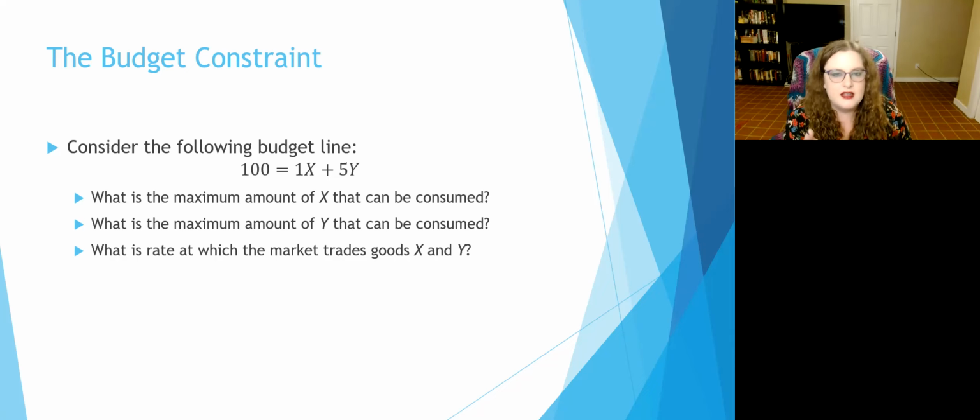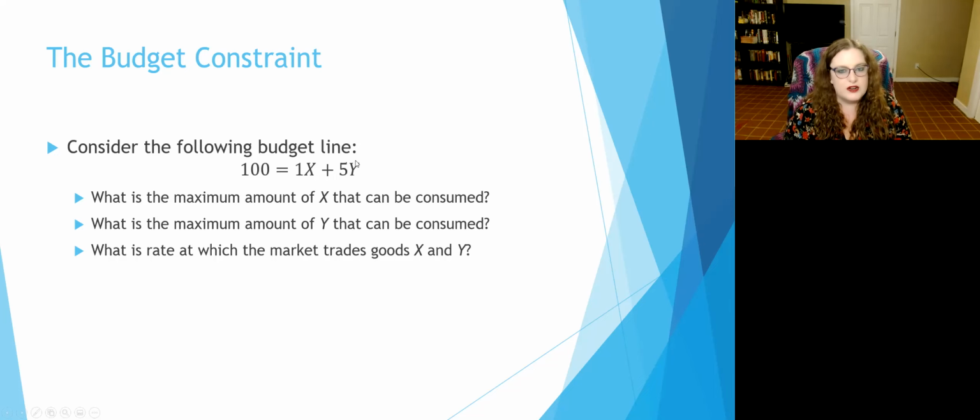We need to think about the next piece, which is the price of X. If we have M equals price of X times X plus price of Y times Y, we see that the price of X is 1, plus the price of Y times Y. This means the price of Y is 5. That means we can answer some very key questions here.